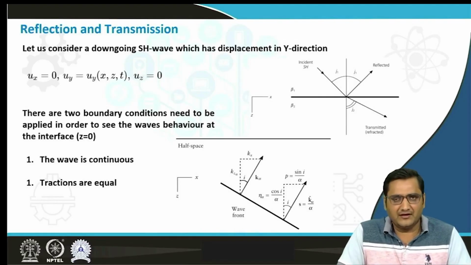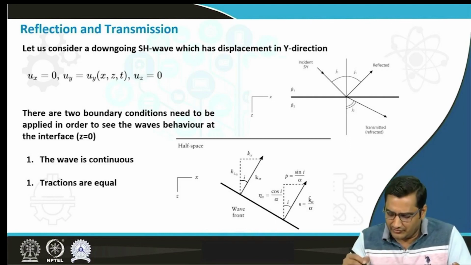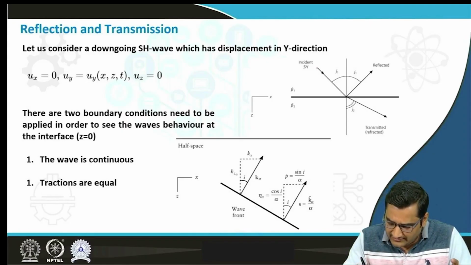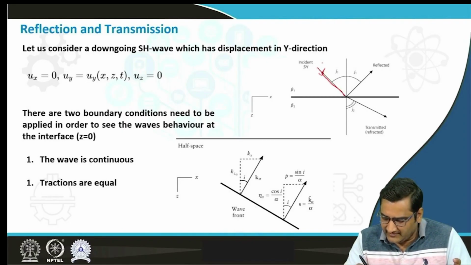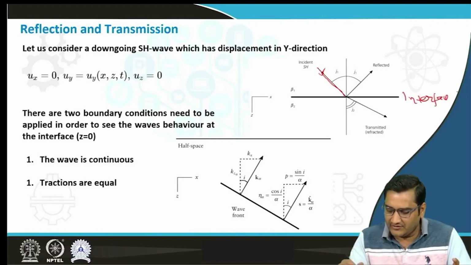So before we go into talk about the P and SV waves, we are going to first talk about the SH wave. Let's suppose there is this downgoing SH wave here. This is the downgoing SH wave, and it hits the interface, this is the interface here. When it hits it, what will happen?